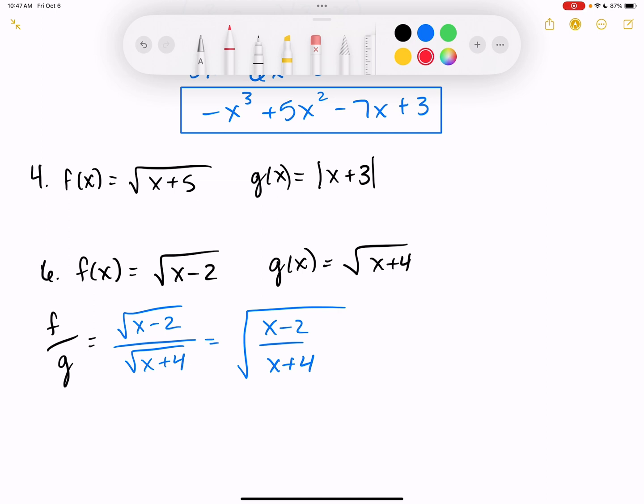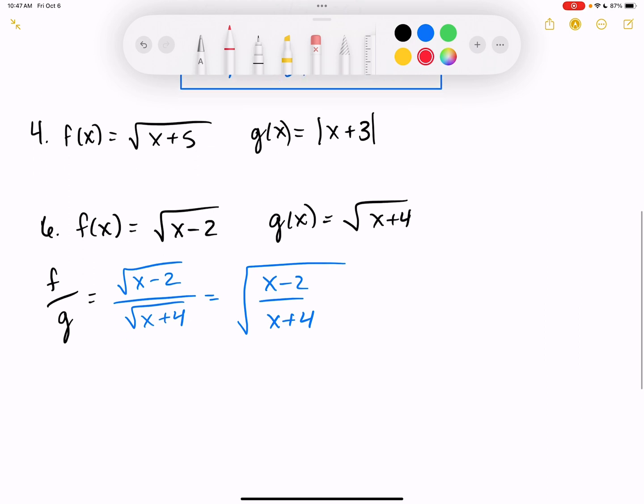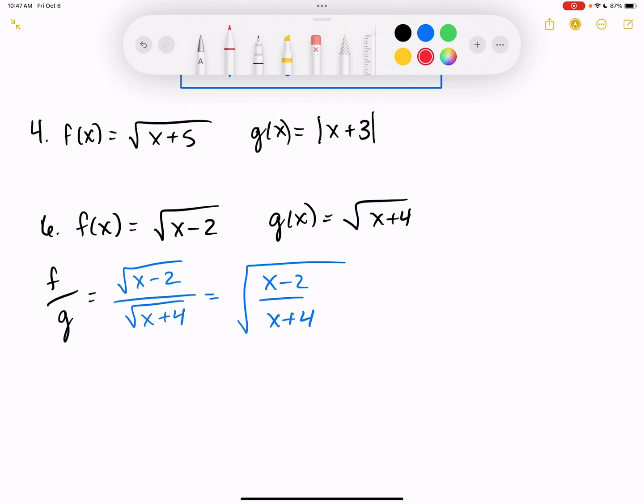So basically, we would have each thing individually. So x plus 4 must be greater than 0. And we also have that x minus 2 must be greater than or equal to 0. Because I can't have 0 in the denominator, and I can't have a negative. So x is greater than negative 4, or x is greater than or equal to positive 2.